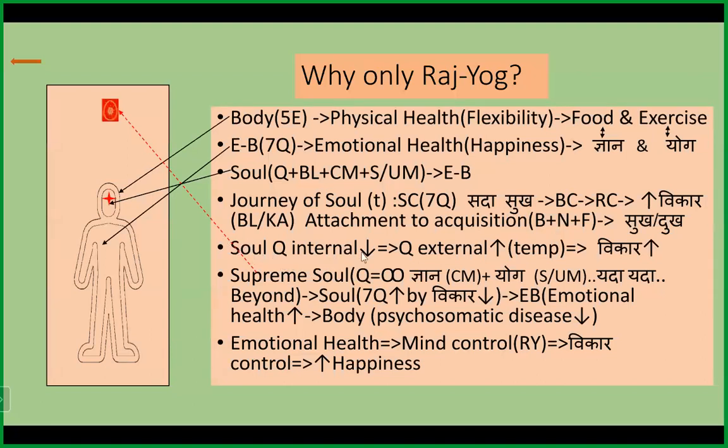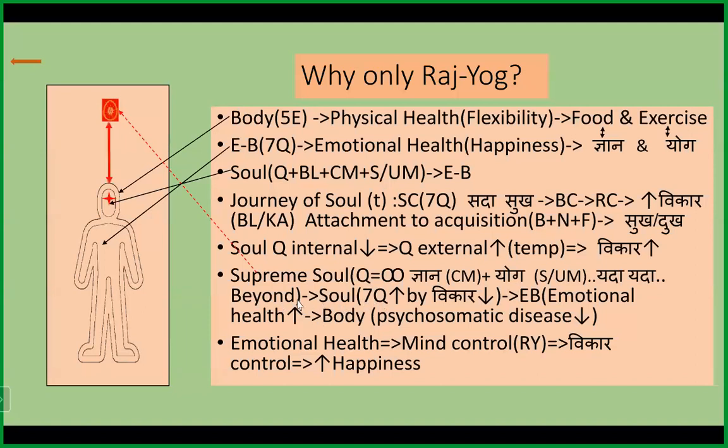The soul has the internal thing, and that is always deteriorating. Because Q is required, the internal thing is required, so it tries to accept from external things, and that is temporary, and that generates the vikar. Then the Supreme Soul has Q as infinity, and the Yoga is beyond.